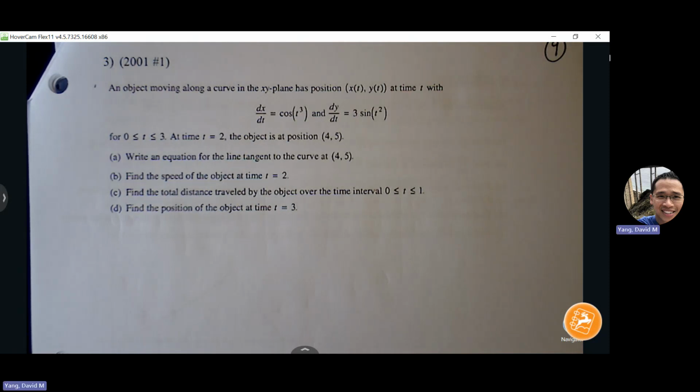Okay, so try part A. Write an equation for the line tangent. So find your slope. Have your ordered pair. Point-slope form.